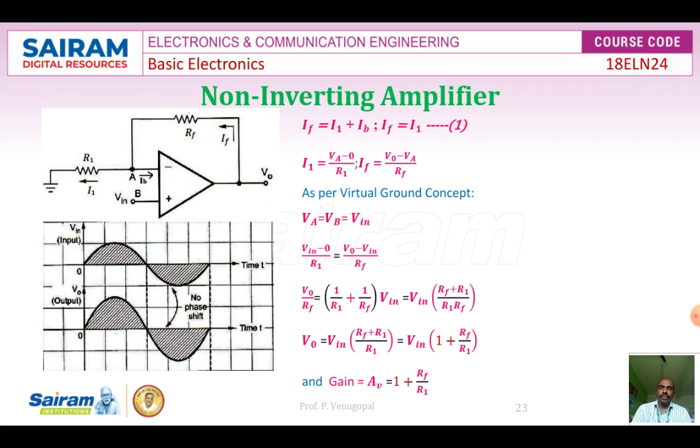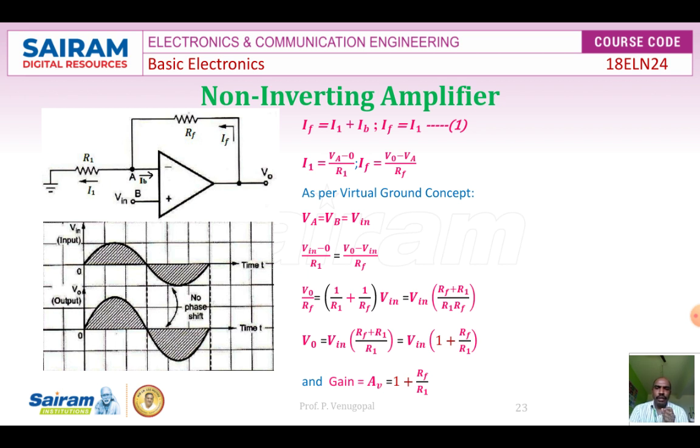Non-inverting amplifier. The non-inverting amplifier is completely opposite to the inverting amplifier, which means the output of this non-inverting amplifier remains the same as that of the input signal. There is no phase shift between the output signal and input signal, because it is a non-inverting amplifier. In the non-inverting amplifier we are applying the input signal to the non-inverting terminal of the OpAmp. Dear students, we call the non-inverting terminal B.